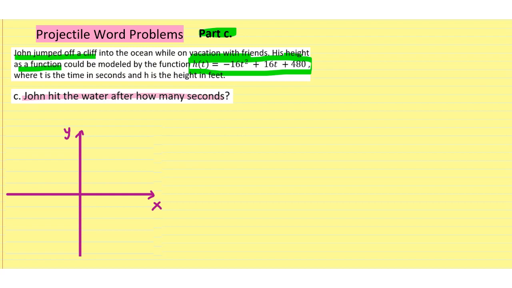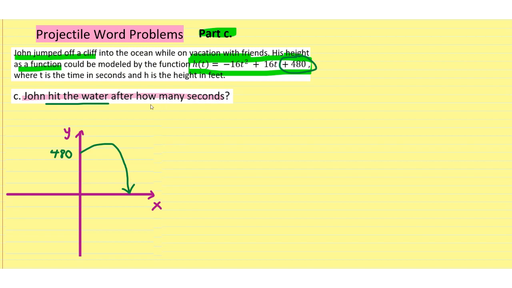So again, it's always helpful to draw a picture and understand what this looks like visually. So John jumped off a cliff. This plus 480 actually means that he was up on this cliff way up here at 480 feet in the air. He jumps off the cliff, and he goes boom, and he hits the ocean right there. And it wants to know, when did he hit the water?